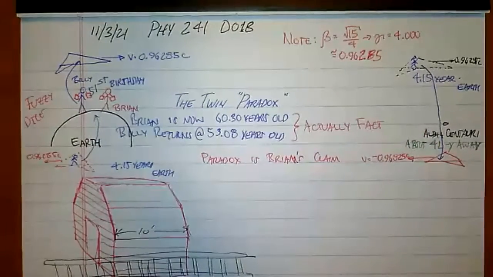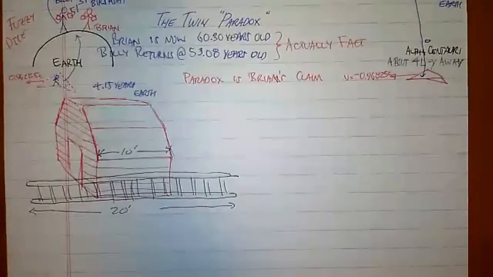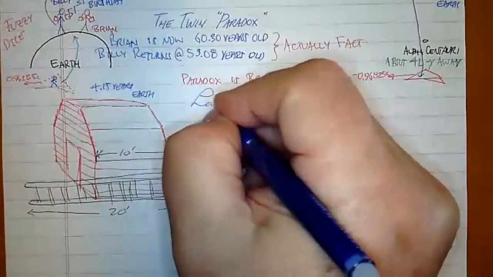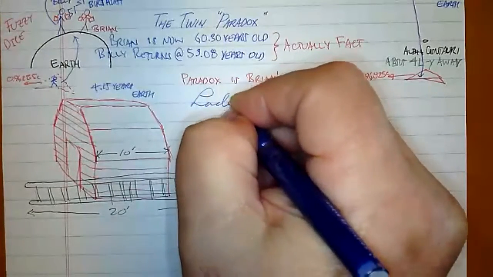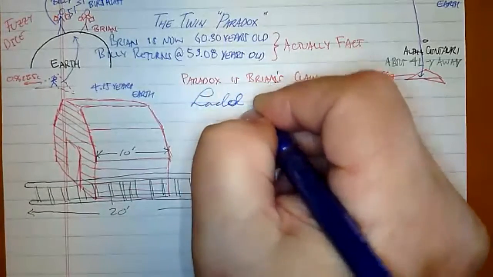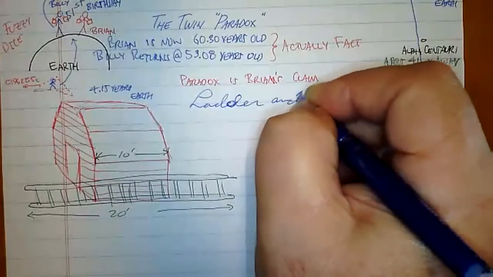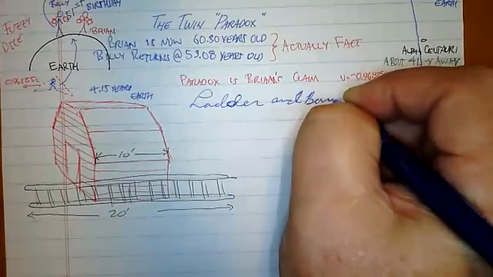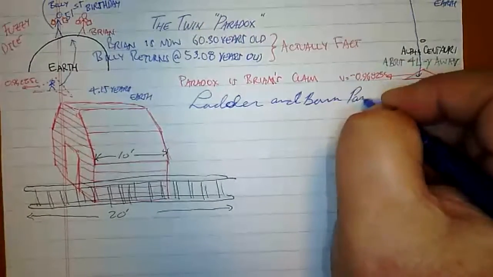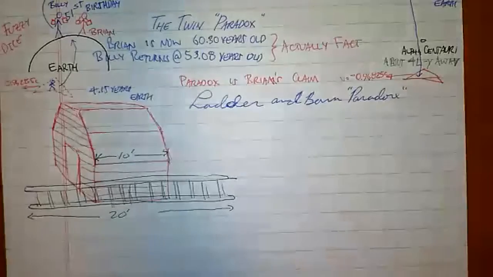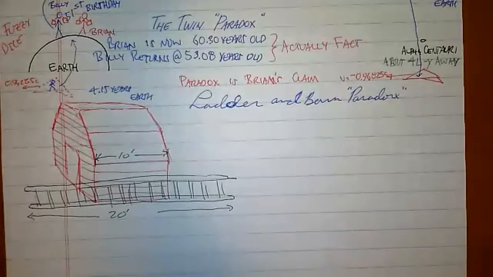Okay, now here's the next paradox, and it's called the ladder in the barn paradox. So let me use some fancy ink. Ladder. Whoa, let me spell ladder with 2 D's as opposed to the non-traditional 1 D. Ladder and barn paradox. So again, this is a paradox in name only because it can't be a paradox. But anyways, I'm going to resolve that for you.